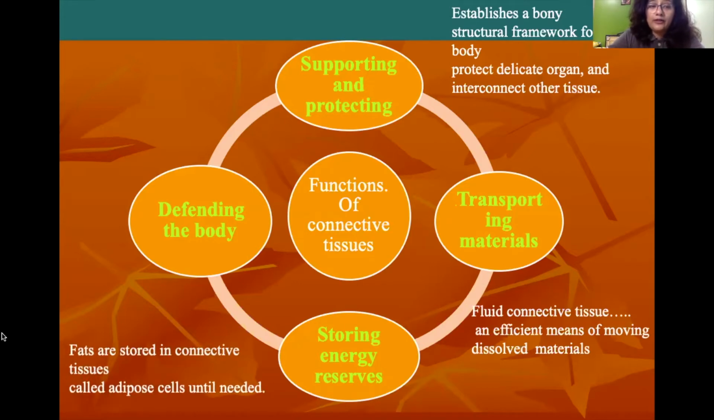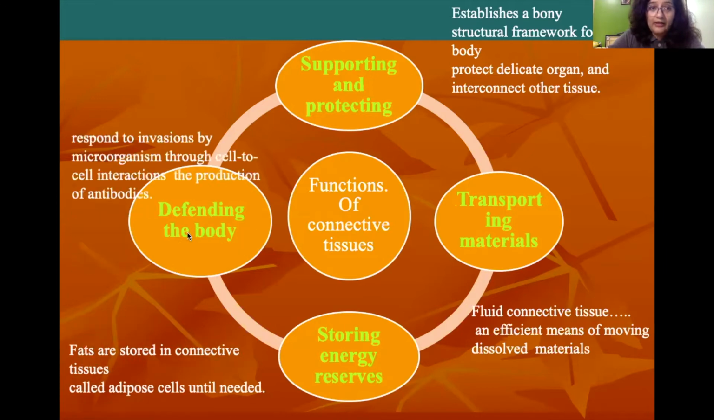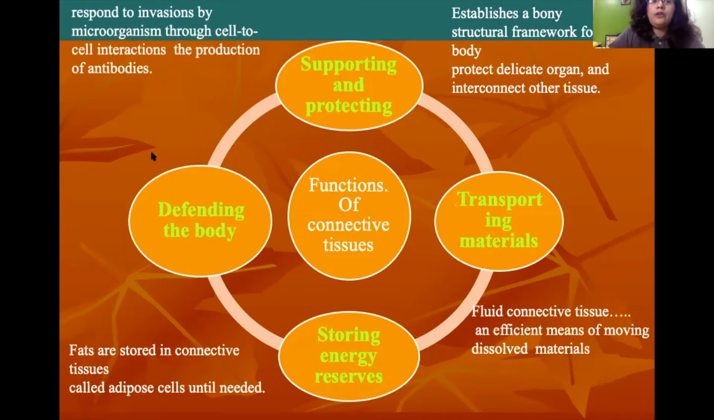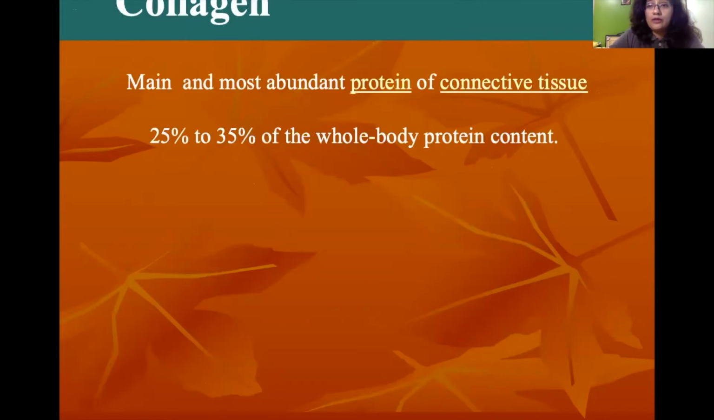As we all know, there is defending of the body, by responding to invasion by microorganisms either through cell to cell interaction or the production of antibodies, and these all are functions of connective tissue. Now let's see what collagen is. As we previously discussed, collagen is the main connective tissue protein. Why is it main? Because 25 to 35% of the whole body protein content is made up of collagen, and it is the abundant protein of the connective tissue.